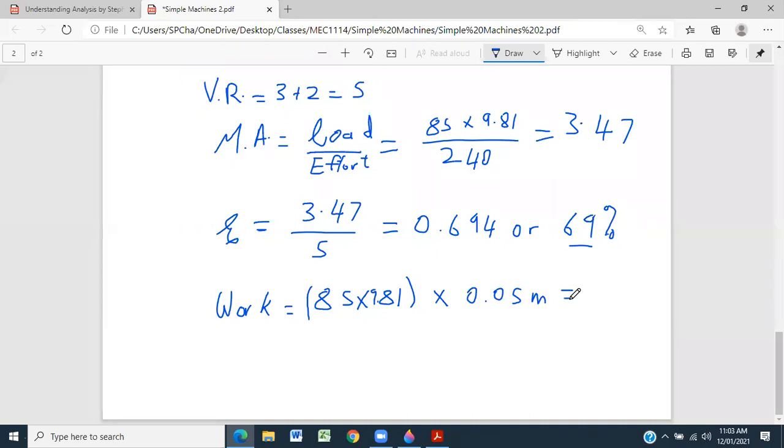85 times 9.81 times 0.05. This should give us 41.69 joules. Yeah, joules, because it's work.